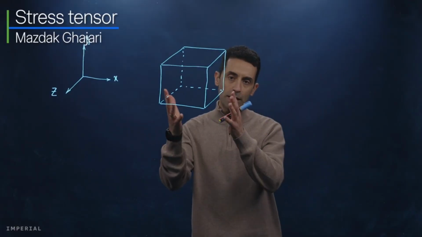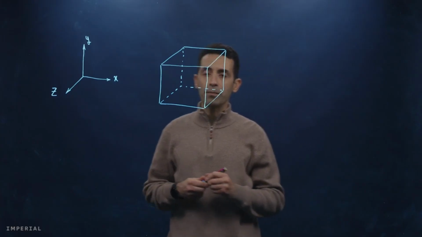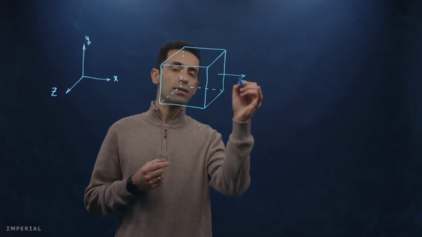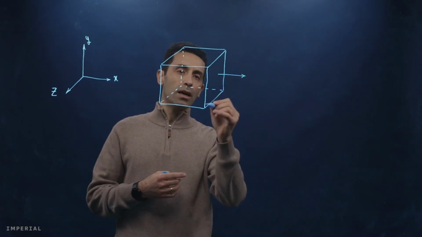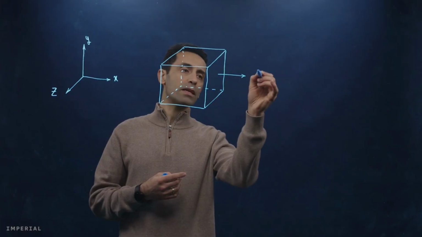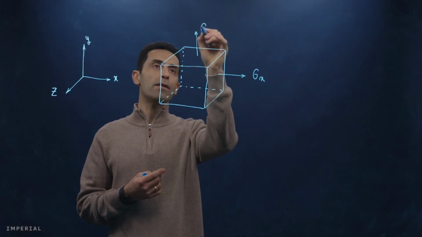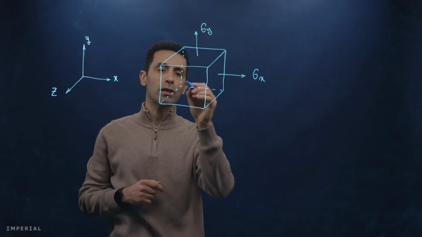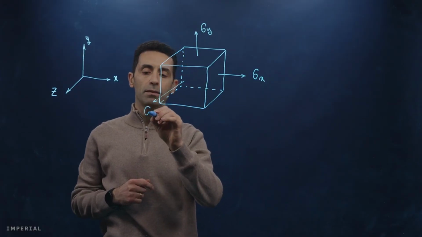So now let's look at our infinitesimal element under the most generic loading condition. We can have normal stress on each face. So in X direction, on this face we have sigma X. On this face we would have sigma Y. So this is normal stress due to the force in Y direction. And here we can have sigma Z.